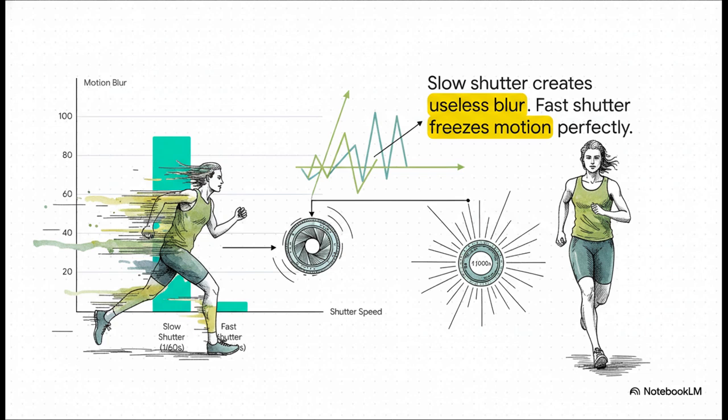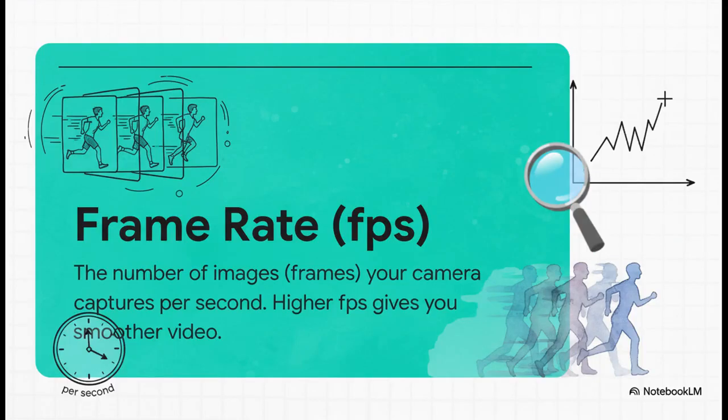But when you crank that speed way up to 1,000th of a second or even faster, that same movement is frozen in time. It's perfectly crisp and it's ready for analysis. For fast human movement, a fast shutter is simply non-negotiable, period. Next up is frame rate, which we measure in frames per second or FPS. That's how many pictures your camera is snapping every single second to create the video.